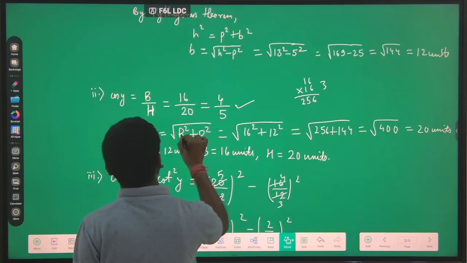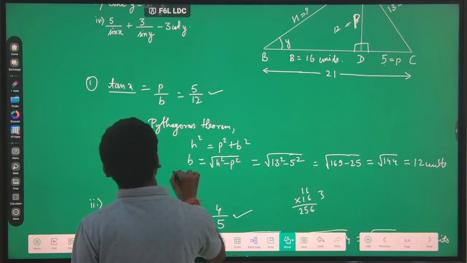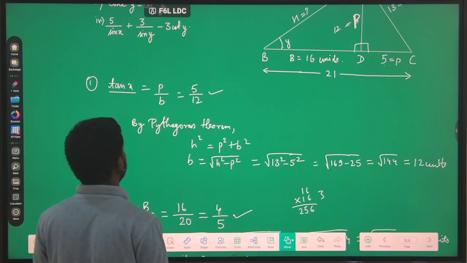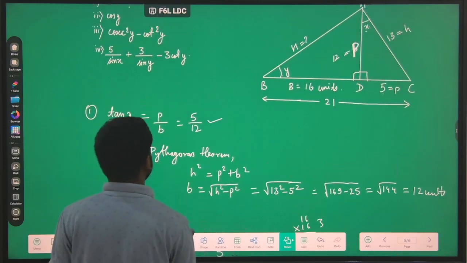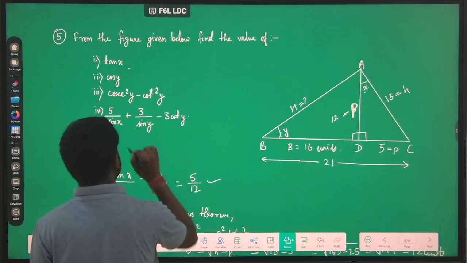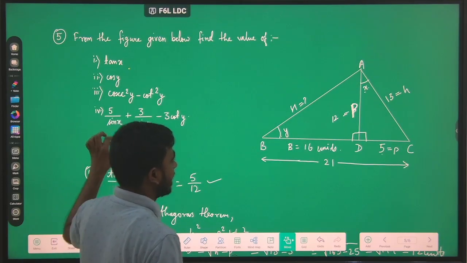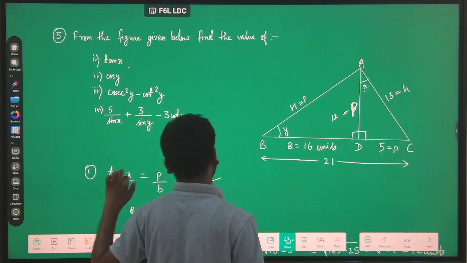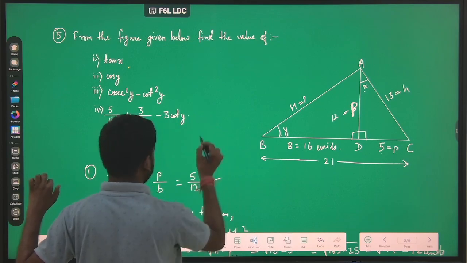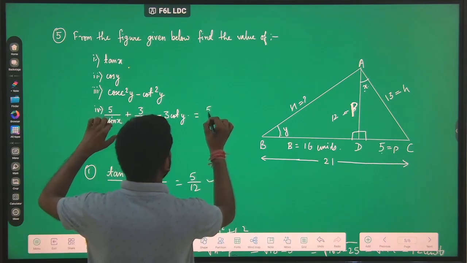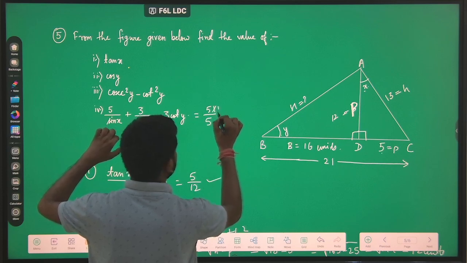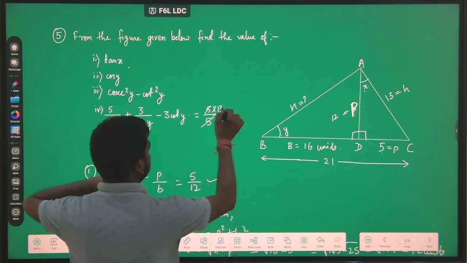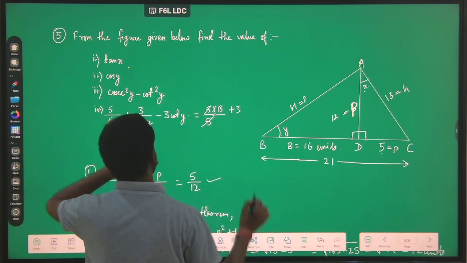Our next part is to find out the value of 5 upon sin x plus 3 upon sin y minus 3 upon cot y. So let us think here. What is sin x? Sin x is actually p upon h. That means 5 upon 13. So this 13 will be in the upper part, and this 5 will be cancelled. So 5 upon sin x is actually 13.